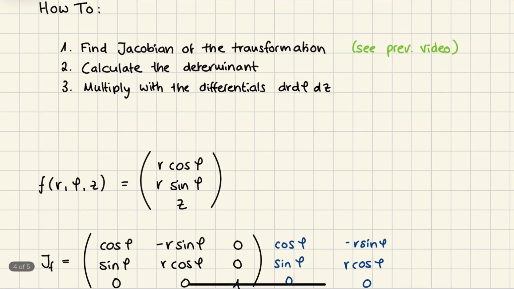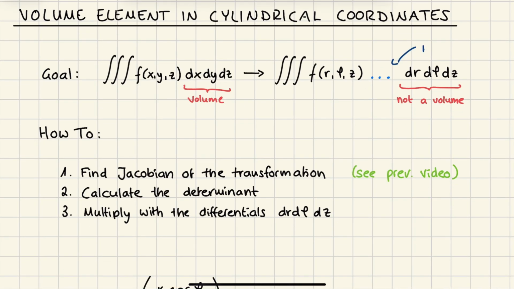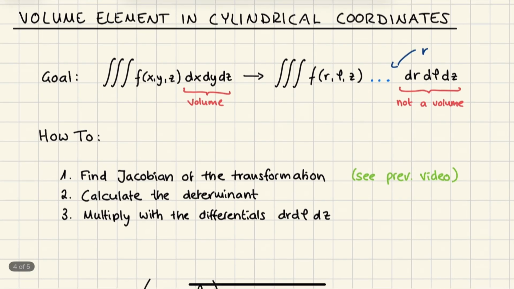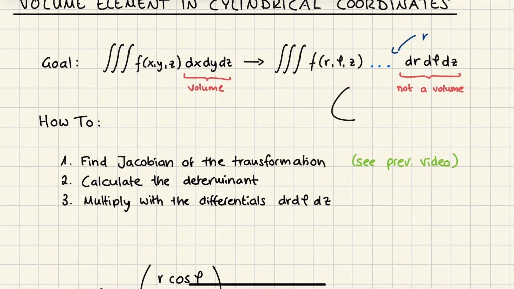And as a very last step, we have to multiply that r with the differentials. So r is the additional factor we were looking for. And that means our volume element in cylindrical coordinates is r dr d phi dz.